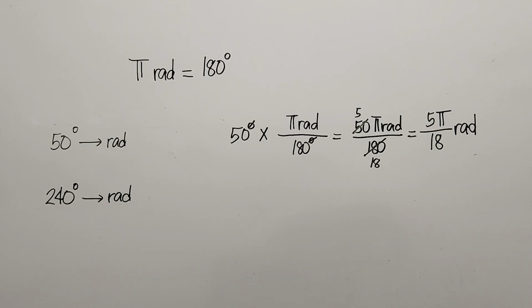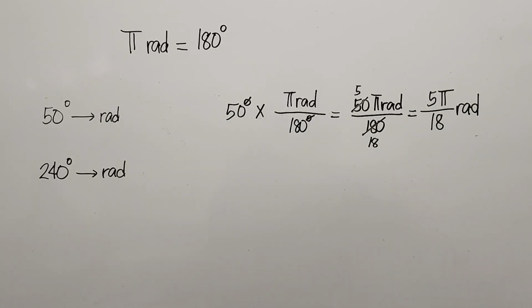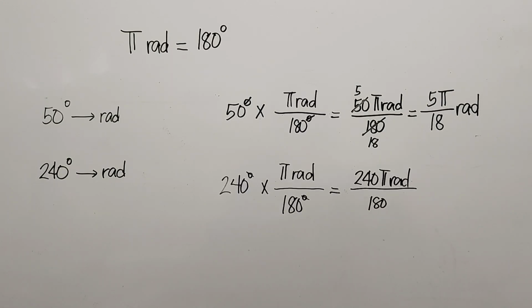That rad is the shortcut term for radian measure. Now convert the 240 degrees to radian measure. Again, we will copy the given. And since the given is in degrees, our denominator should be the degree, which is the 180 degrees. And the numerator is the pi rad. So we have 240 pi rad all over 180.